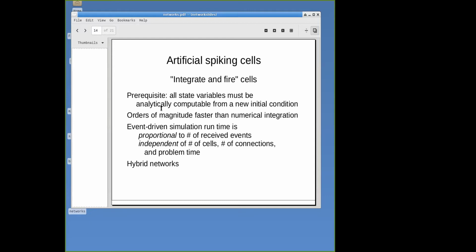And the runtime of a simulation that involves event-driven cells, if you have no other kinds of cell types in there, is proportional just to the number of received events, because that's the only time these cells have to be updated. It's independent of the number of cells or the number of connections or the problem time. Oh, it also raises the possibility we can make networks that include both biophysical and artificial spiking cells. Let's see how this works.